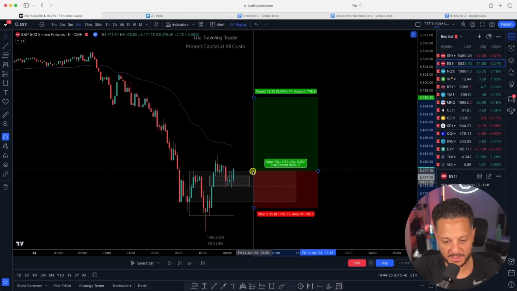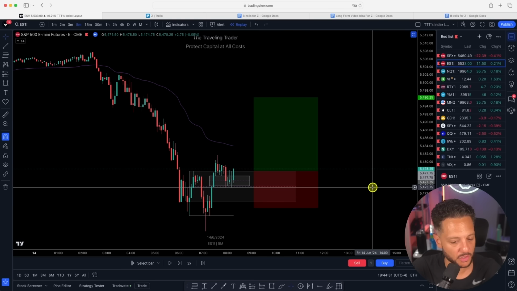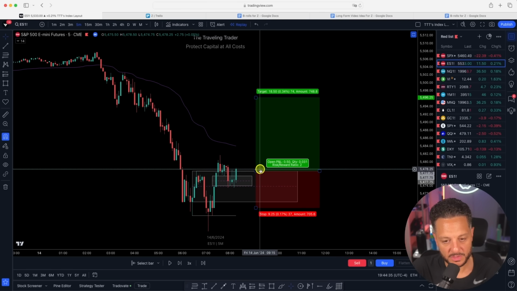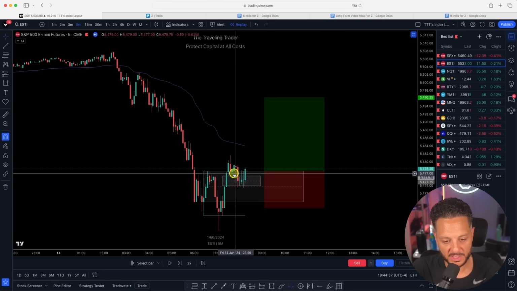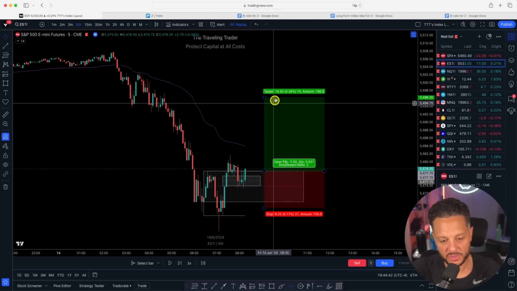Some days, if you put it at the top of the breaker, it will trade all the way down to the end of the breaker, right? So you have to be prepared for everything. There's no way to know. The only thing you can do is control the risk to reward of your trade. So let's just say that even if you entered at the top of the breaker, this is your 2-to-1.